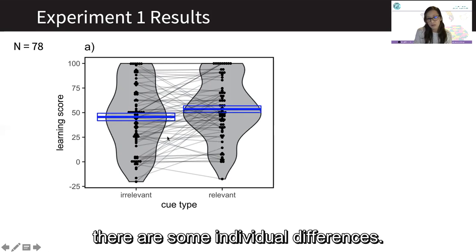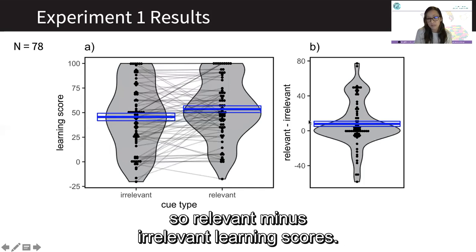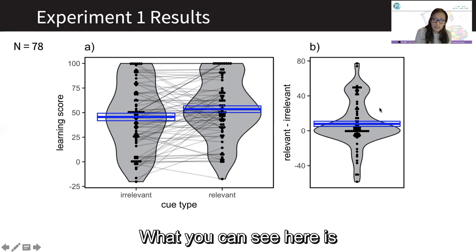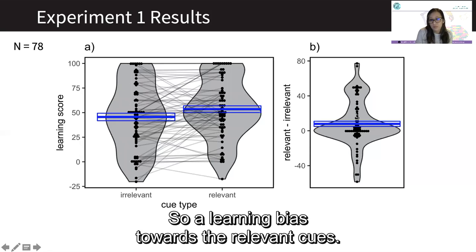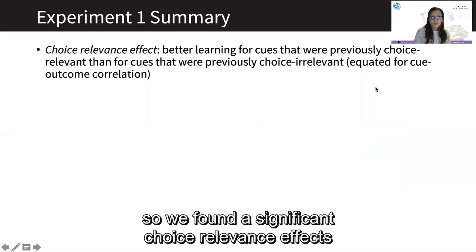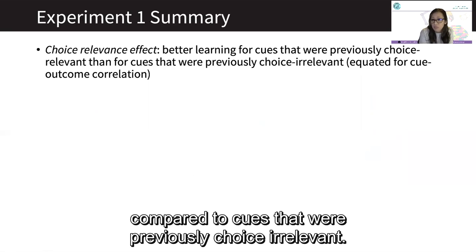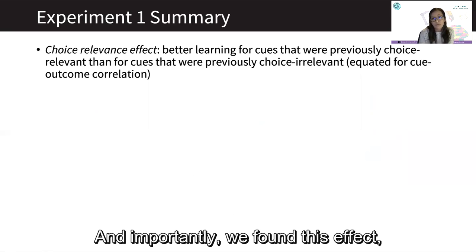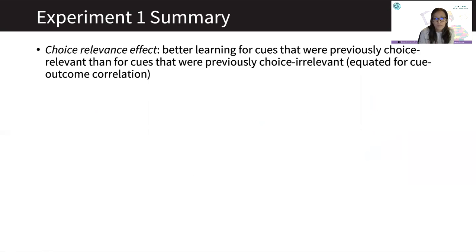As you can see here, there are some individual differences. If we plot the difference score, relevant minus irrelevant learning scores, what you can see here is a small but reliable relevance effect, so a learning bias towards the relevant cues. To summarize experiment 1, we found a significant choice relevance effect: better learning for cues that were previously choice relevant compared to cues that were previously choice irrelevant. And importantly, we found this effect equating the cues for their cue outcome correlation.